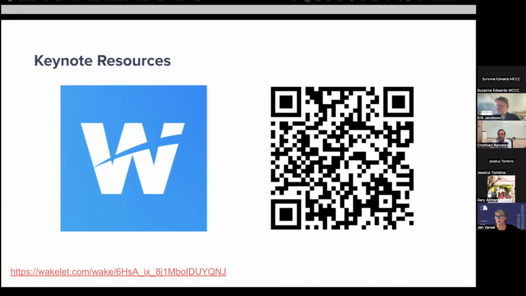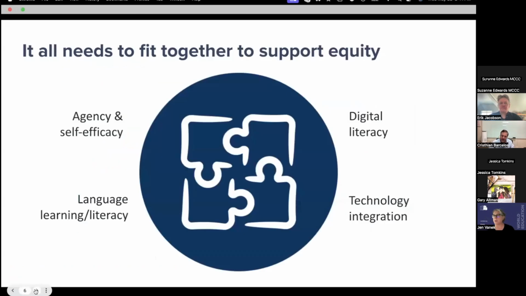All right, so in this talk, I'm going to focus on how digital literacy, technology integration, language instruction, learner agency and self-efficacy all connect to support an equitable approach, an equity lens, in adult education classrooms today.